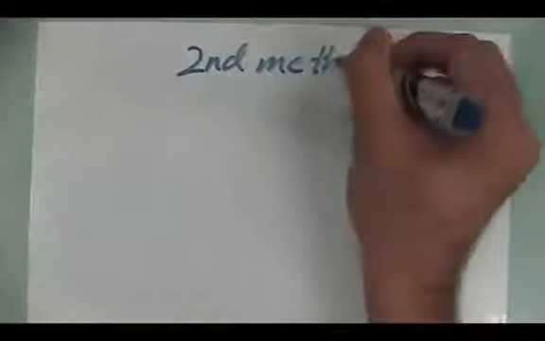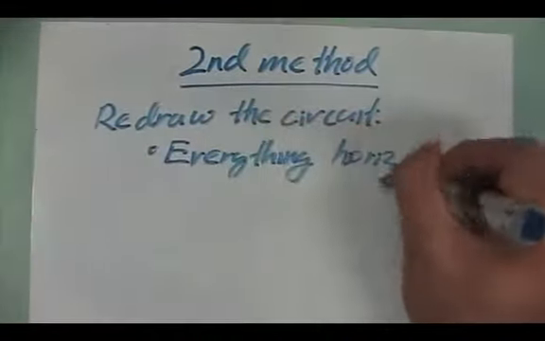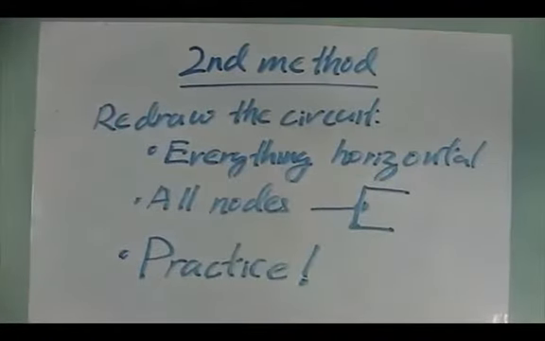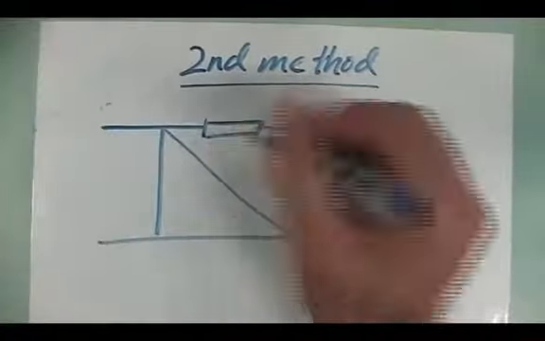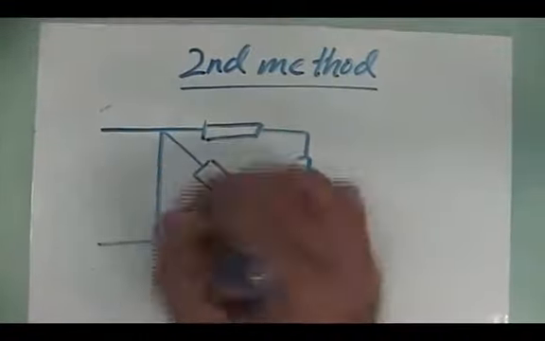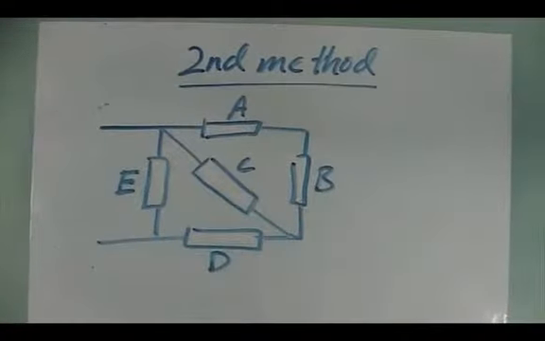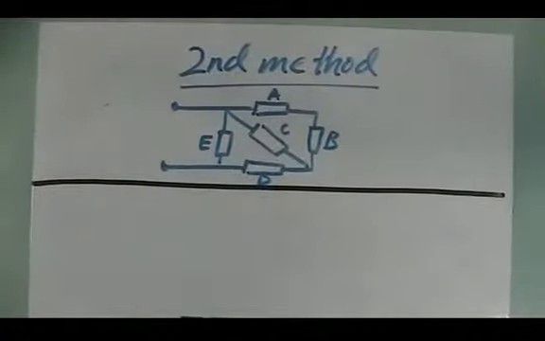The second method involves redrawing the circuit. We will draw everything horizontally. The nodes will look like this, and lastly, get plenty of practice. Let us look again at the circuit we just used. Instead of numbers, I am going to label the resistors A, B, C, D, and E. So I'll put this circuit on the top half of the screen for comparison.